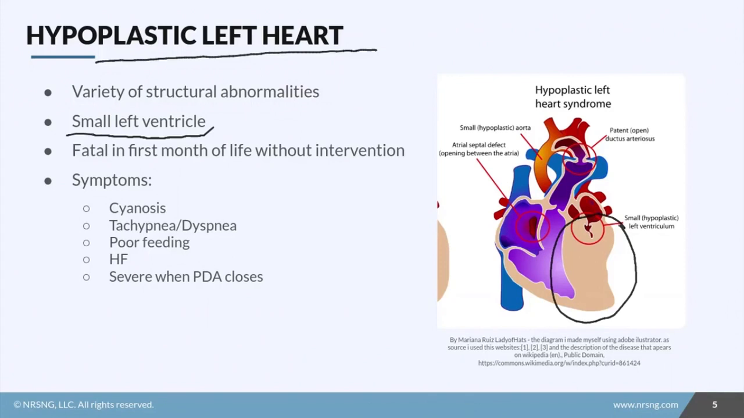So this left ventricle is small and it's unable to do the work that's needed. Other defects that commonly occur with this are that they have a patent foramen ovale, they have a VSD, a PDA, and potentially coarctation of the aorta. It's very important to know that this particular heart defect is fatal within the first months of life if we don't intervene. The symptoms you're on the lookout for are cyanosis, tachypnea, dyspnea, and that poor feeding and signs of heart failure.